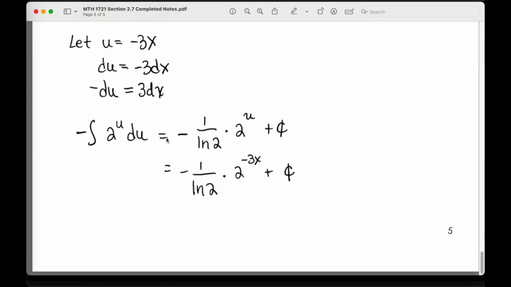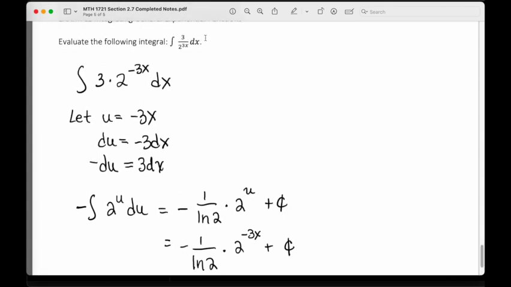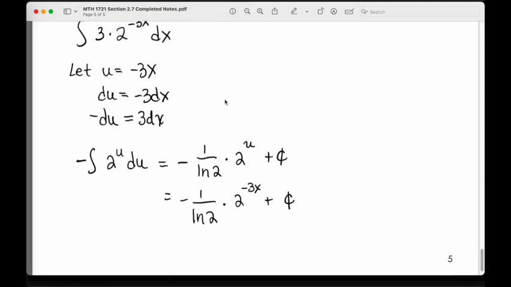And according to our rule, when I take the integration of an exponential function like this, I do 1 over the natural log of that base times this function here, which is 2 to the u, and then add my constant, of course. And then I have to go back and resubstitute because the question asked what this was in terms of x. I said u is negative 3x. So my final answer for this is going to be negative 1 over the natural log of 2 times 2 to the negative 3x plus our constant.